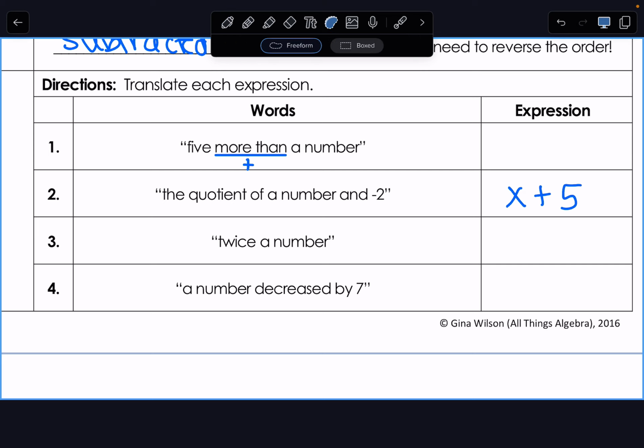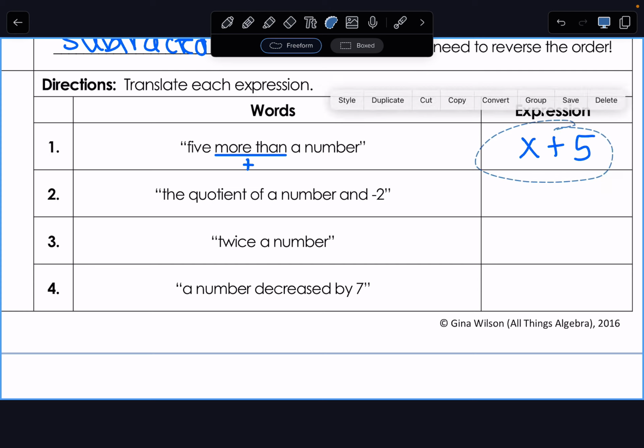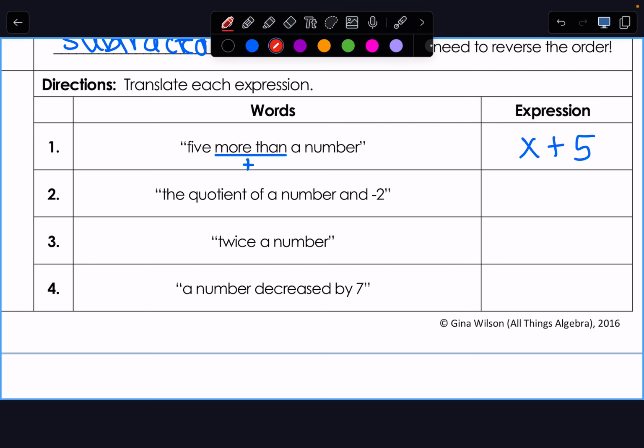Oh, you guys. I'm sorry. A little bit flustered. What? I don't know what that word is supposed to be.